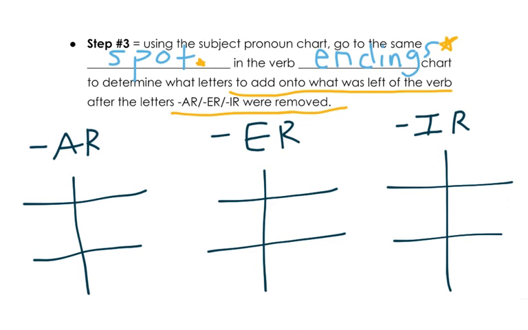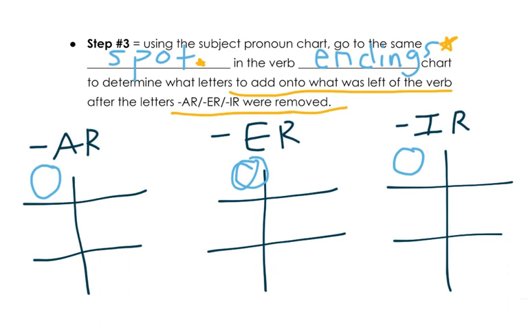So in the top left on all 3 of these charts is the I form. So yo. Verbs in the I form always end in a specific letter in the present tense. And this letter is an O. So I'm going to fill that in all 3 of my charts. An O. Alright, let's just focus on the AR one for now.